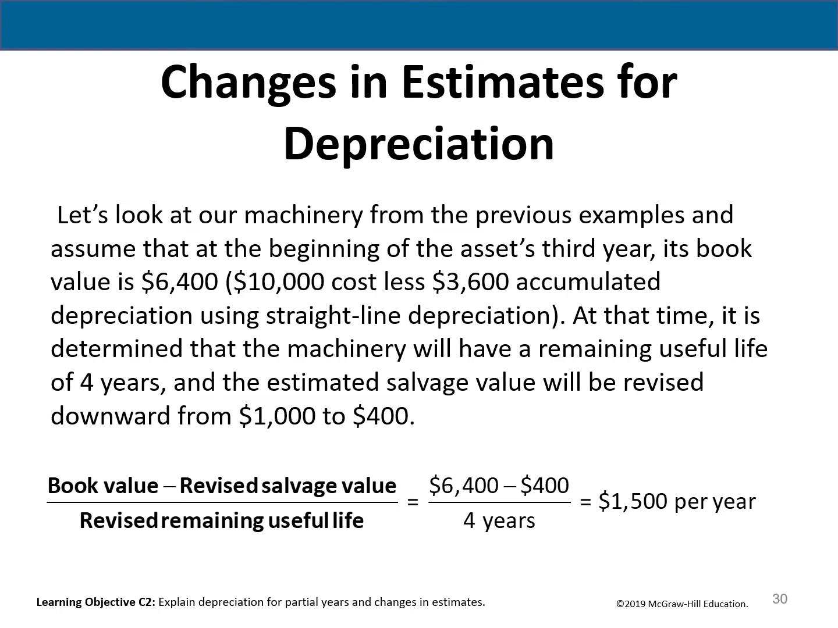So the new cost for our calculation for straight line will be the book value as of the beginning of 1/1, $6,400. We subtract the new salvage value of $400, and then we divide it by the remaining life of 4 years. Now for the next 4 years, our depreciation expense will be $1,500 per year. So just worry about this change in estimate for straight line.